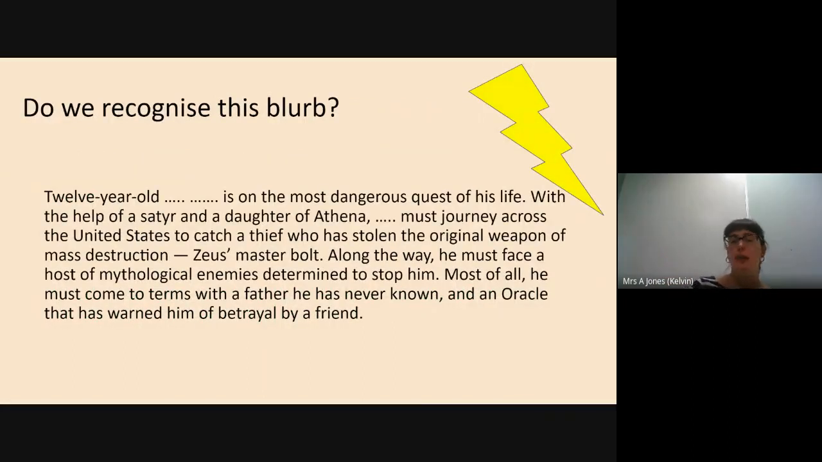Do we recognise this blurb then? So I've taken this blurb from a very famous young person's novel. I've blanked out some of the words that I think would give this away. So I'll read it to you. Let's see if we can work out where this is from.